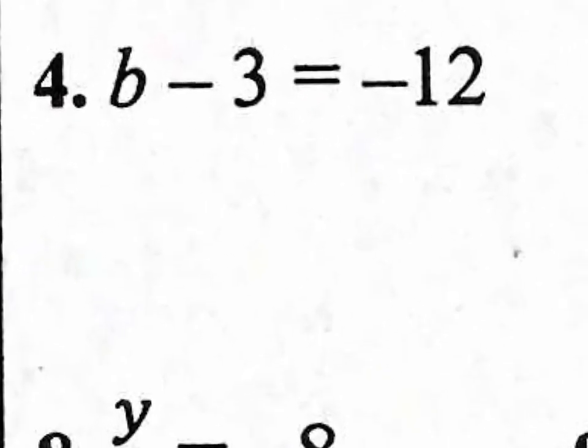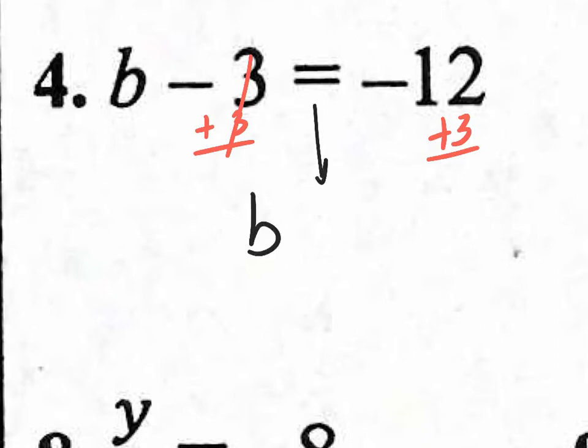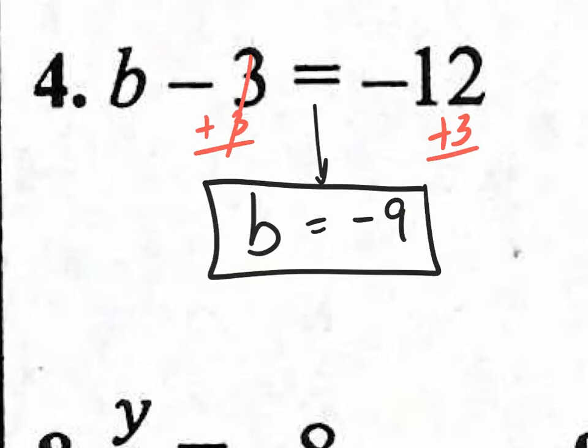Number 4. So what should we do to get b by itself? Add 3 to both sides. Thank you very much. And what's left over on the left side? B. Equal sign comes down, equals, and negative 12 plus 3 is negative 9. It's like owing $12 and having $3. Once you pay off those 3 that you have, you're still going to owe 9. Let's move on to number 6.